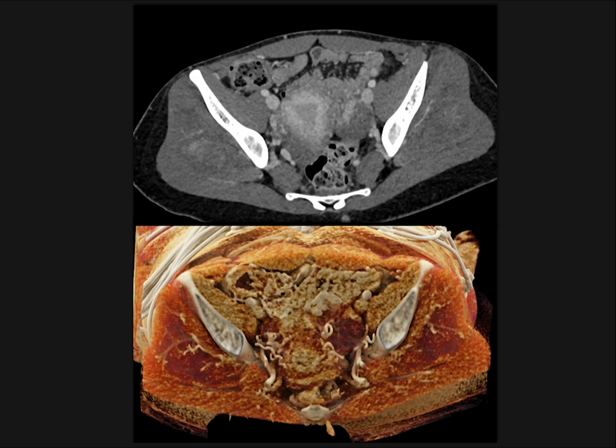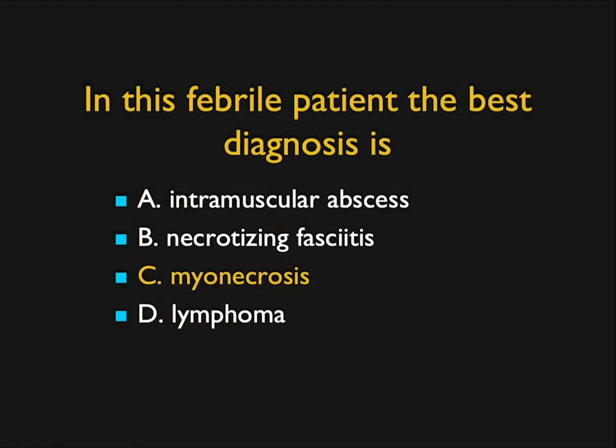That's not the appearance of an abscess, plus bilateral abscesses following the muscle planes would be unusual to say the least. It's not lymphoma because it's too symmetric. It's not necrotizing fasciitis because we don't see air, and typically you're going to see some air or tissue necrosis. It's myonecrosis, myositis, myonecrosis in that spectrum. Just a beautiful, beautiful example.